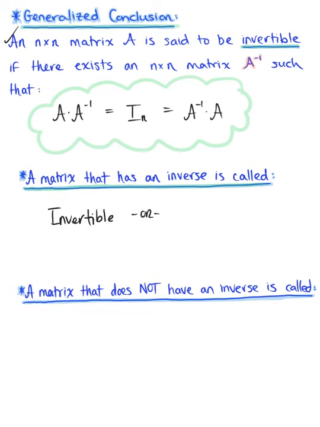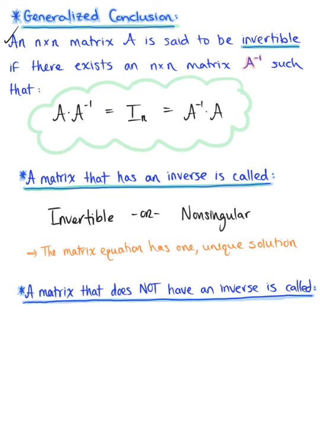It's also sometimes called a non-singular matrix. Now, when we say that a matrix has an inverse, or it is invertible, or if a matrix is non-singular, this is letting us know that the matrix equation involving that matrix A has one unique solution.